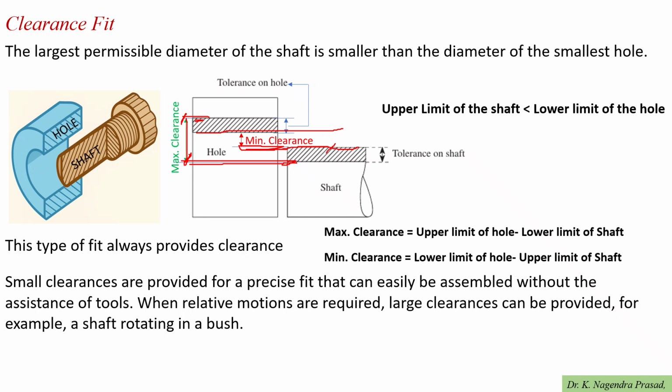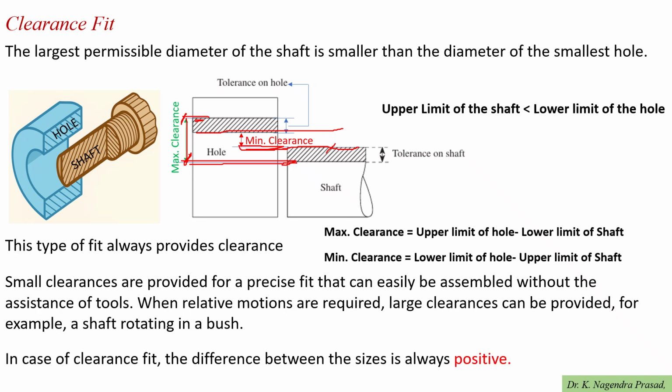When small clearances are provided for a precise fit, the parts can easily be assembled with the assistance of tools. Similarly, when relative motions are required, large clearances can be provided. Let's take an example: a shaft rotating in a bush. In the case of the clearance fit, the difference between the sizes is always positive.